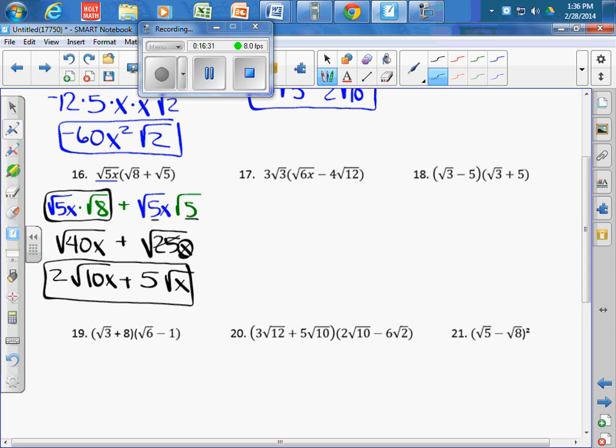Now, why can't these guys be combined? Because this is a radical 10x. This is just radical x. They're two different things. They cannot be combined.